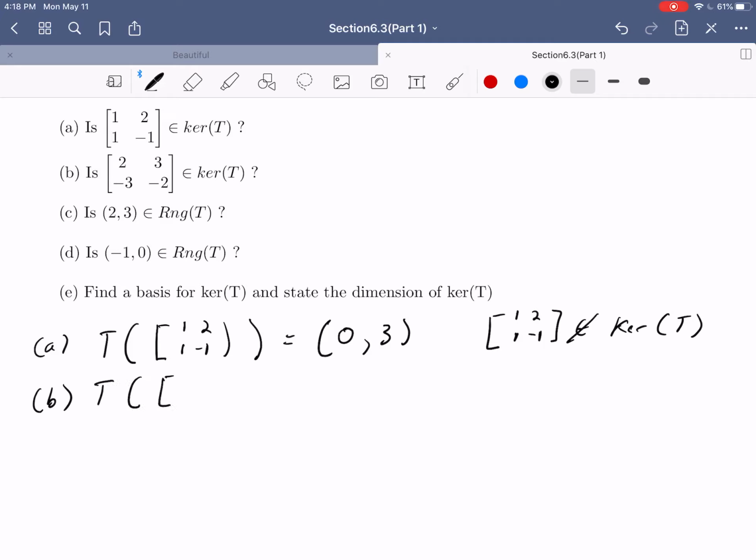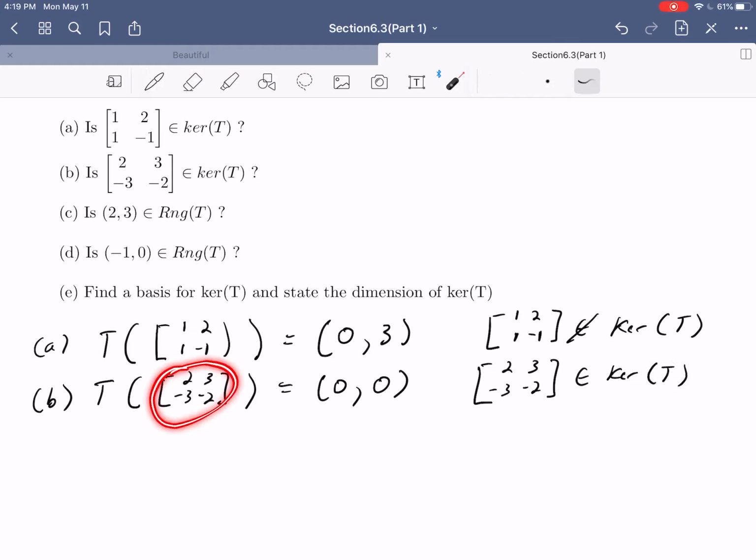All right, let's check this guy. T of 2, 3, negative 3, negative 2. First, we take the trace, so we add 2 and negative 2, and we get 0. Then we do the sum, so we add up all the components: 2, 5, back down to 2, to 0. So this guy comes out as 0, 0. That tells us that 2, 3, negative 3, negative 2 is an element of the kernel of T, because this matrix gets mapped to the 0 vector under this transformation.